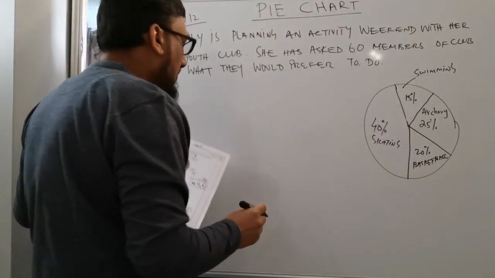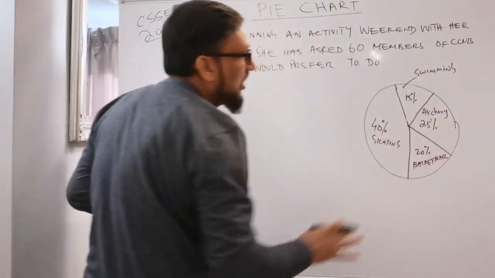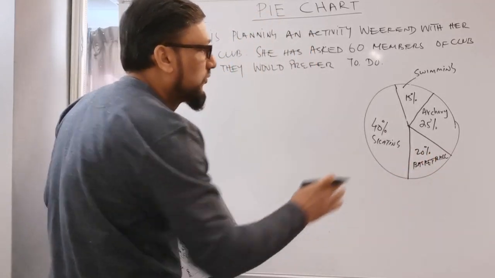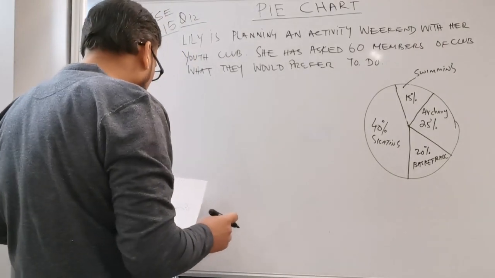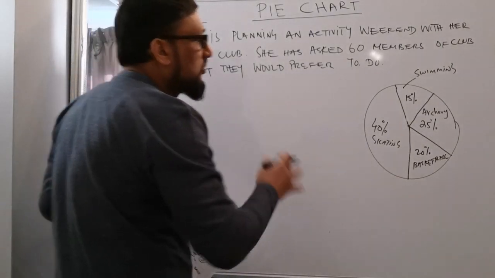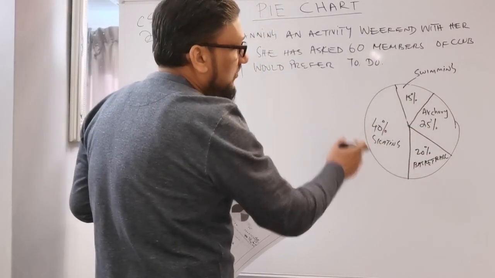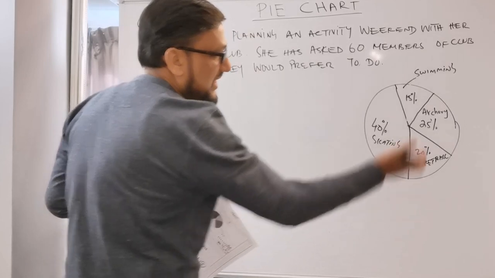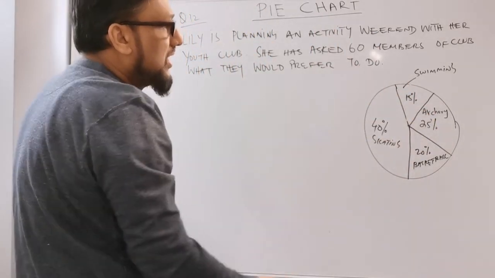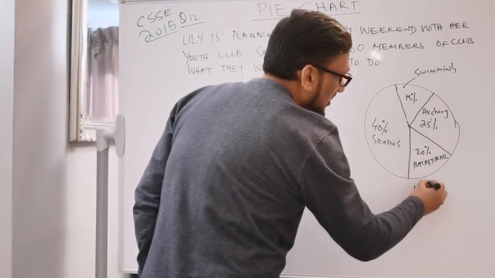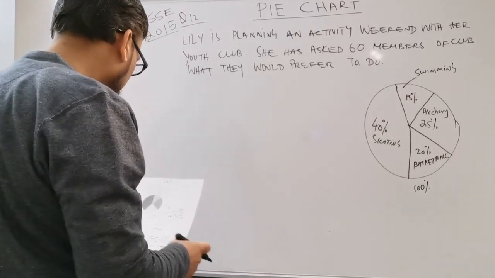So this is the pie chart. So 25% archery, 20% basketball, 40% skating, and 15% swimming. So all together has to be 100. If you add all sectors, 40 plus 20 is 60, 60 plus 25 plus 15 is 40, so altogether it is 100%, which represents this pie chart. So now, move on to the question.